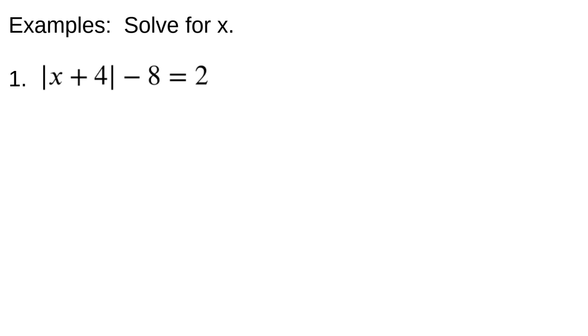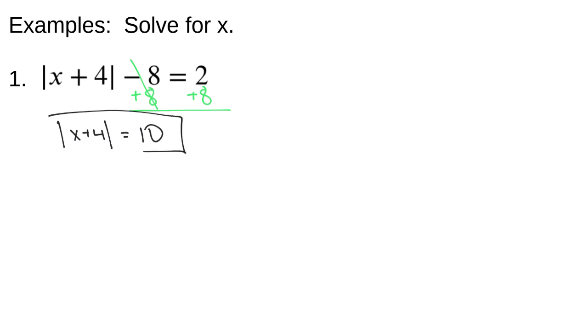Since it's a -8, we're going to add 8 to move it to the other side. -8 plus 8 will cancel out. So I'll still have the absolute value of x plus 4, but now it's going to be equal to 10. This right here is what we call the standard form for absolute value equations. Once we're here, we're going to think about what this means.